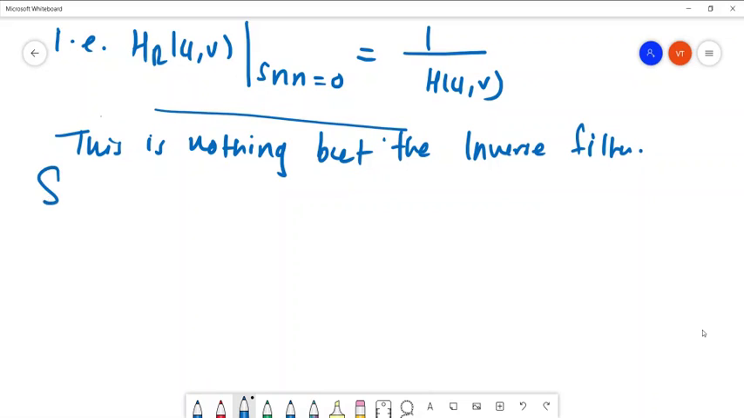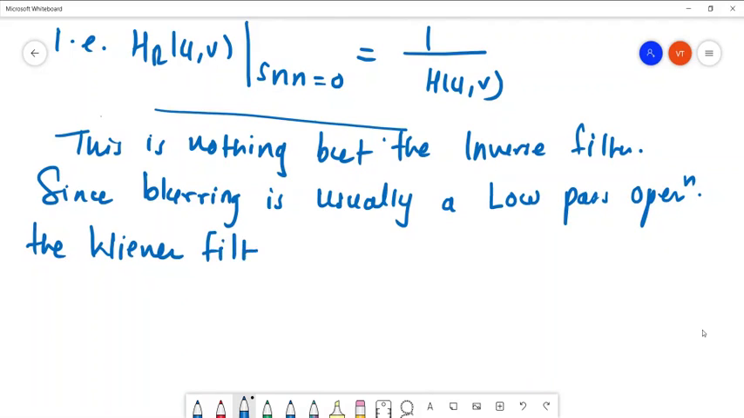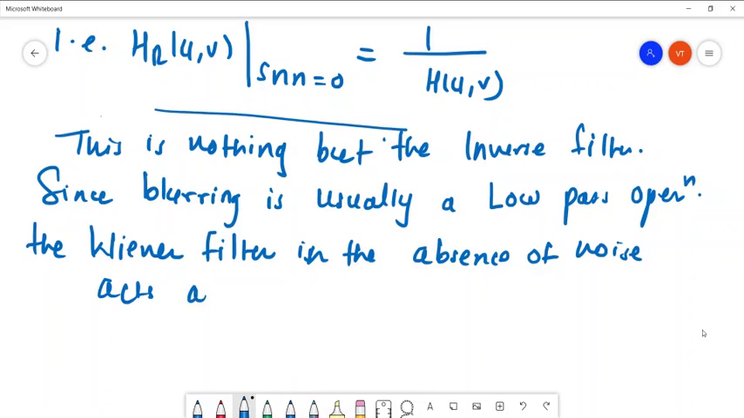Since blurring is usually a low pass operation, the Wiener filter in the absence of noise acts as a high pass filter.